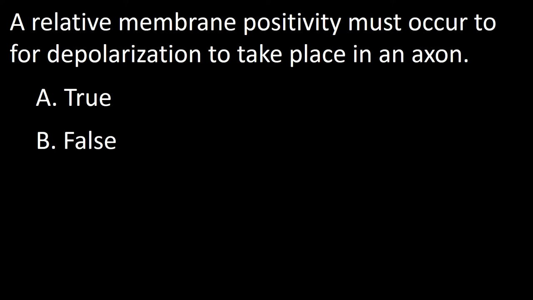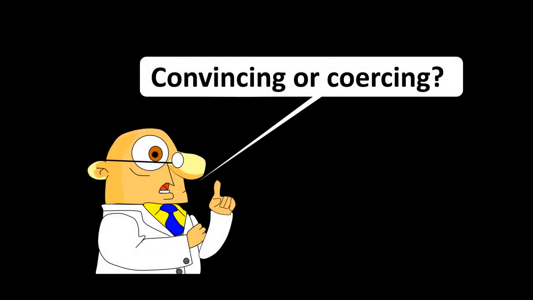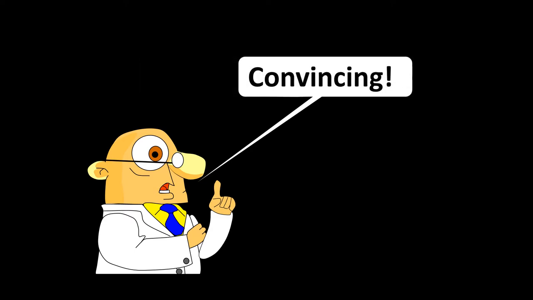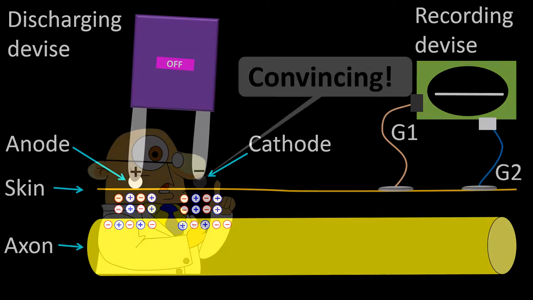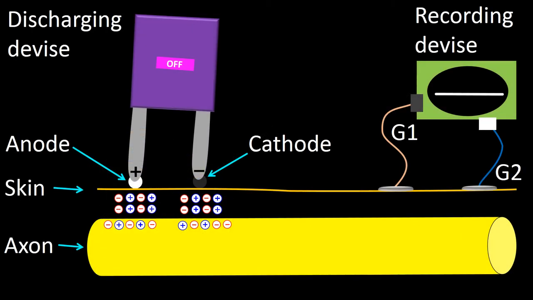A relative membrane positivity must occur for the polarization to take place in an axon. A true, B false. Believe it or not, after so many years, we are still not 100% certain how the polarization happens under the cathode. As I see it, there are two possibilities. Is the axon under the cathode activated by being convinced to depolarize, or coerced to do so? Some say convince. Those that say convincing explain it this way.